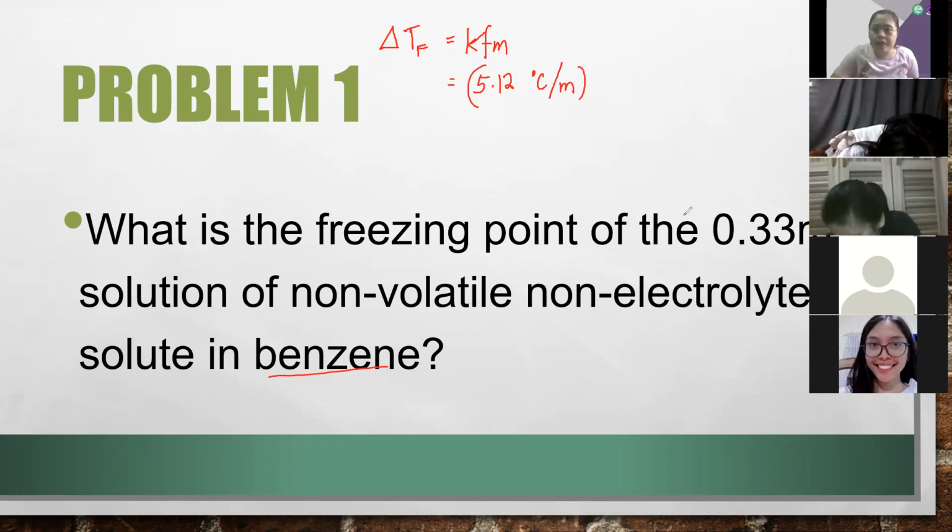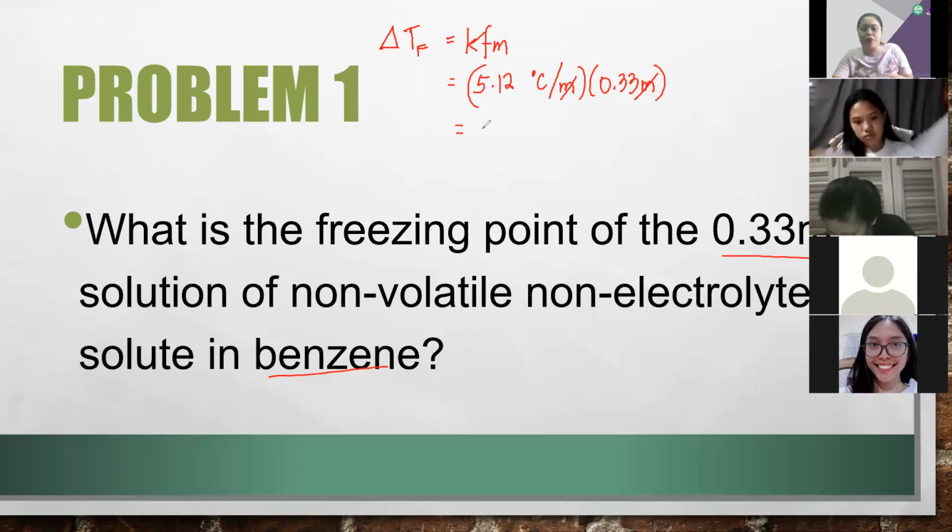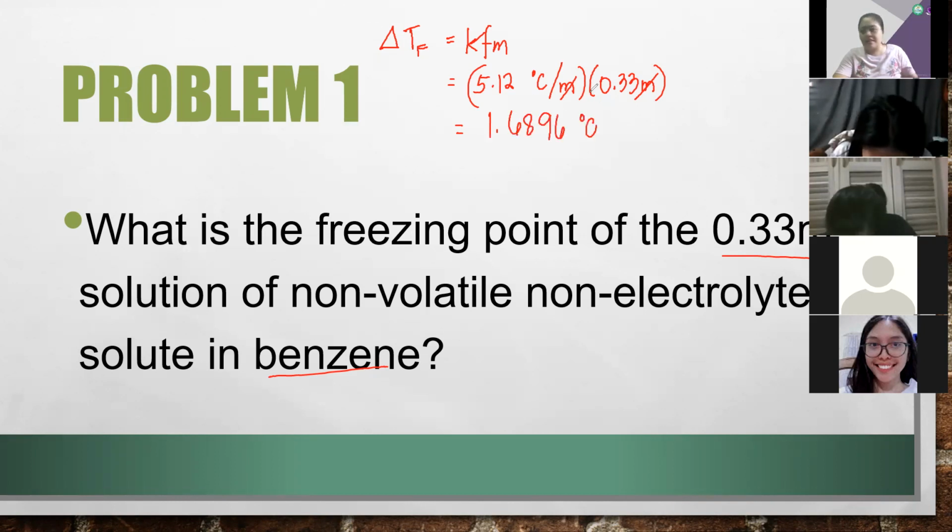Looking at the problem, we don't need to compute for the molality anymore because it's already given. We have 0.33 molal. Cancel the molal. So this is 5.12 times 0.33, and this is 1.6896 degrees Celsius. But this is just the change in the freezing point. What we are looking for here is the freezing point itself.